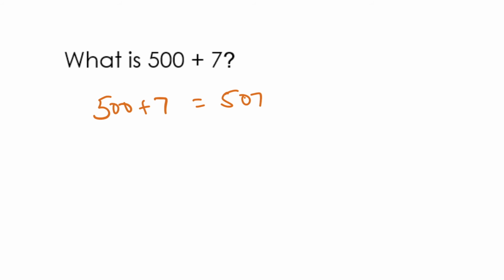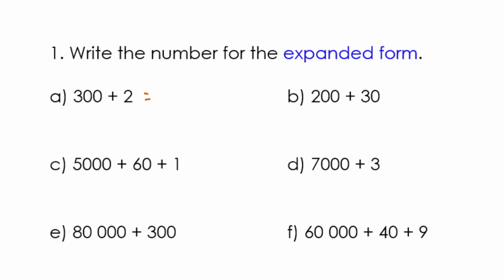Or some people like to add like this, where you're lining up the place values. I prefer this method. It's a little bit easier for me. So 300 plus 2 is 302. There is no tens. 200 plus 30, there's no ones. So it's just 230. 5,000 plus 60 plus 1, well, there's no hundreds.